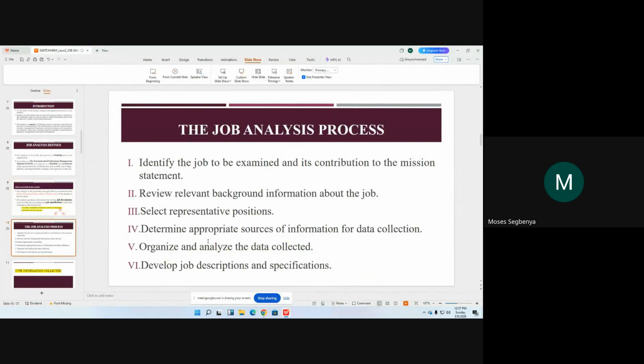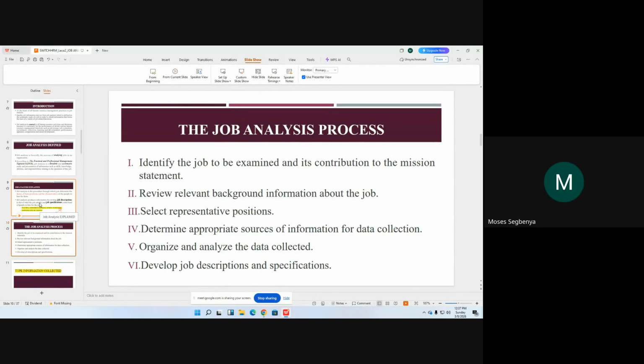And we say that when you do that, then you can now go out to advertise. So talking about job analysis, simply put, is determining the structure of each job to arrive at the importance of that job in relation to other jobs in the organization.